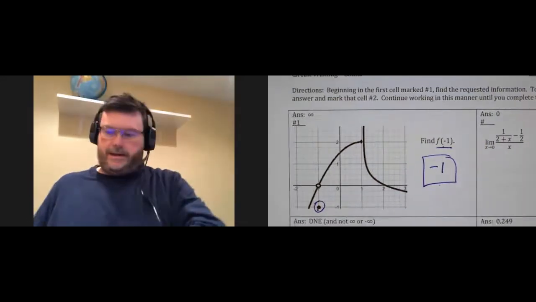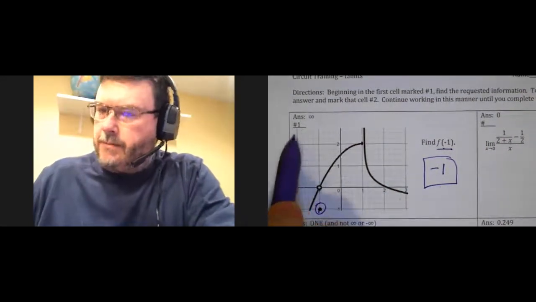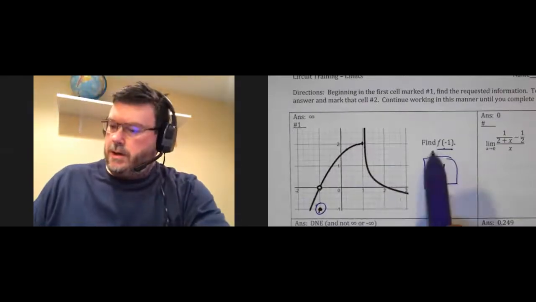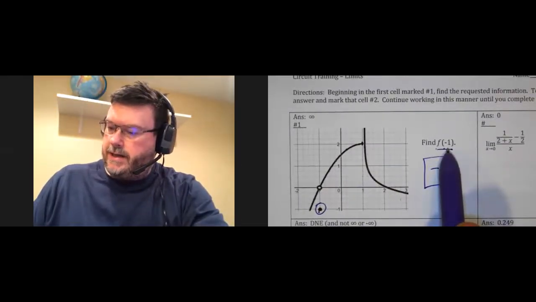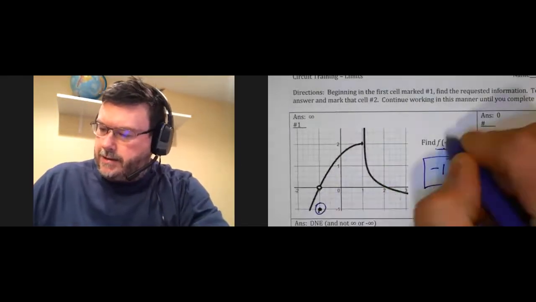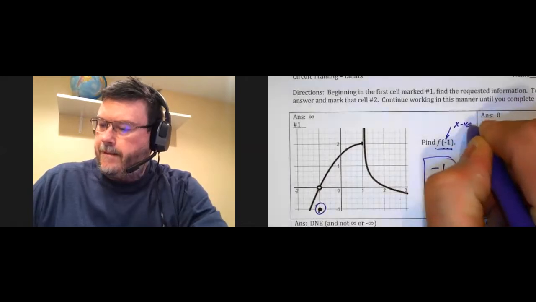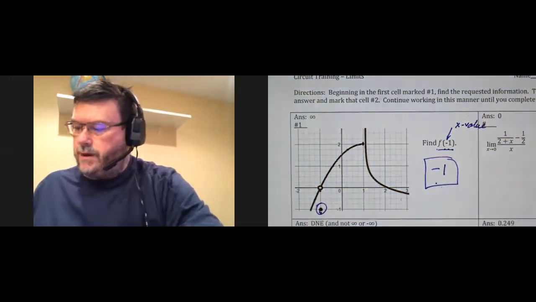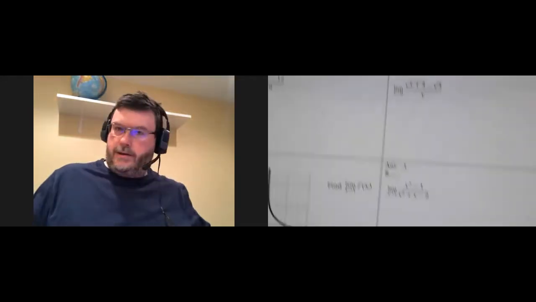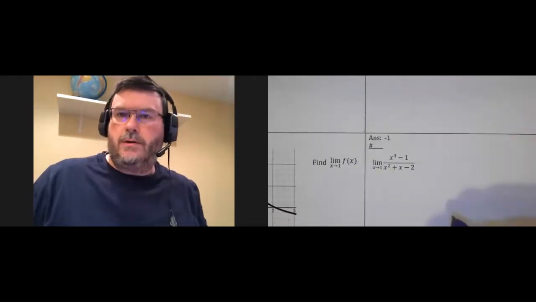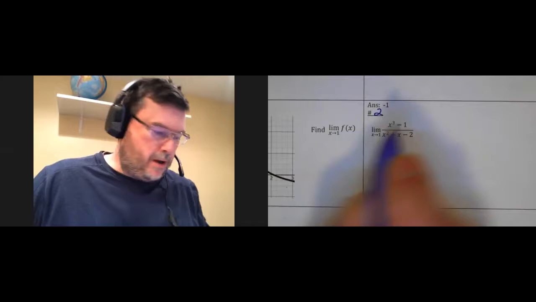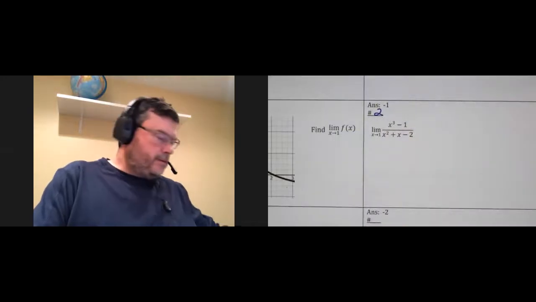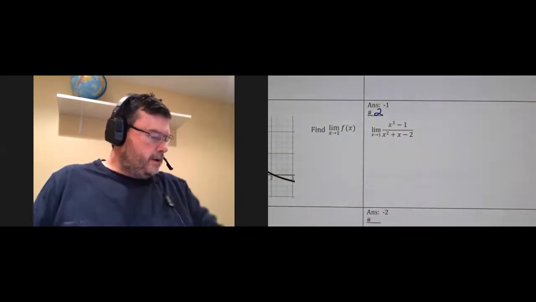So let's get started. All right, so number one is asking for the function value at -1. So we're looking at this is your x value, and you're looking for your y value. So your y value is your solid dot. That would be a hole. So this one is -1. So -1 is going to lead us to this one. So we're going to mark that one as 2. And I just want to make sure that I'm doing these correctly. So we're going to go with that.